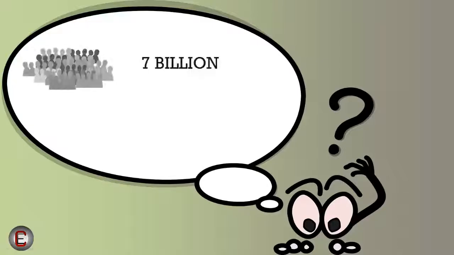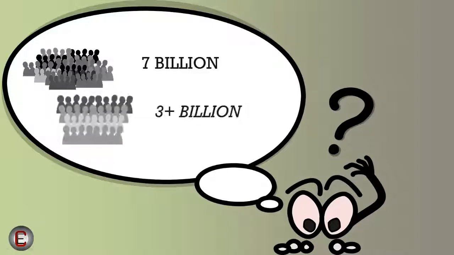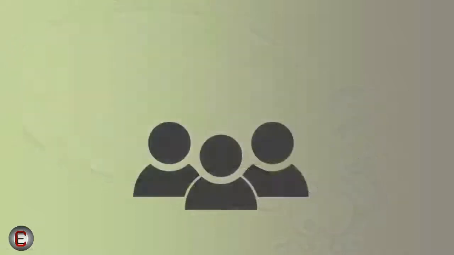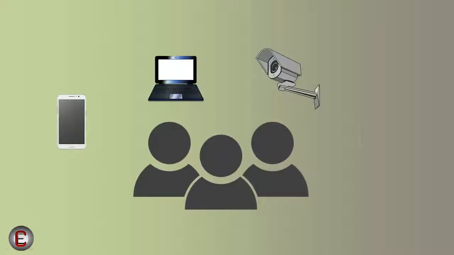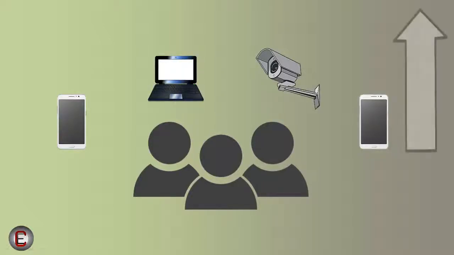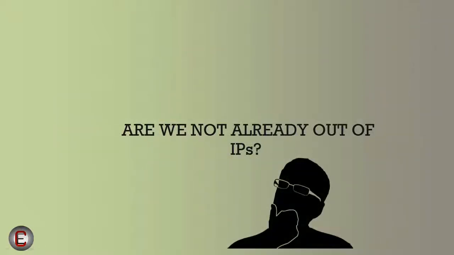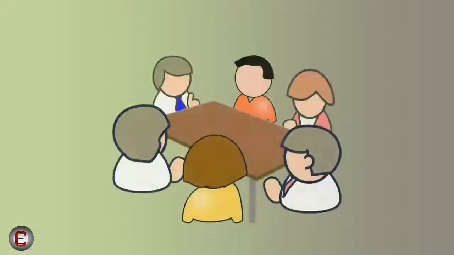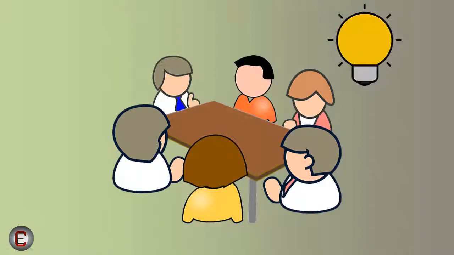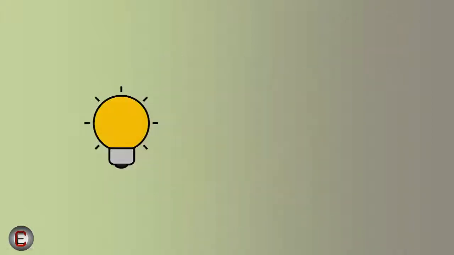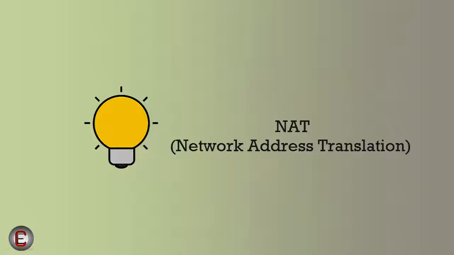There are about 7 billion people in the world and more than 3 billion are connected to the internet, as per Google of course. Some of these people will have multiple devices connected, phones, laptops, cameras, IoT devices, etc. The number of them is going up literally every second. So are we not already out of IP addresses to use? Well, we almost kind of are. But quite a few smart people slowed down this consumption process some years back. This smart idea was called NAT, which stands for Network Address Translation.